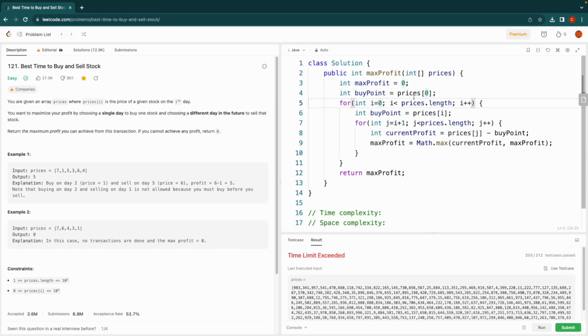So here, array of 0 is already taken care of. We are starting from i equal to 1 to prices.length. We are maintaining the buy point globally. We don't need this loop.